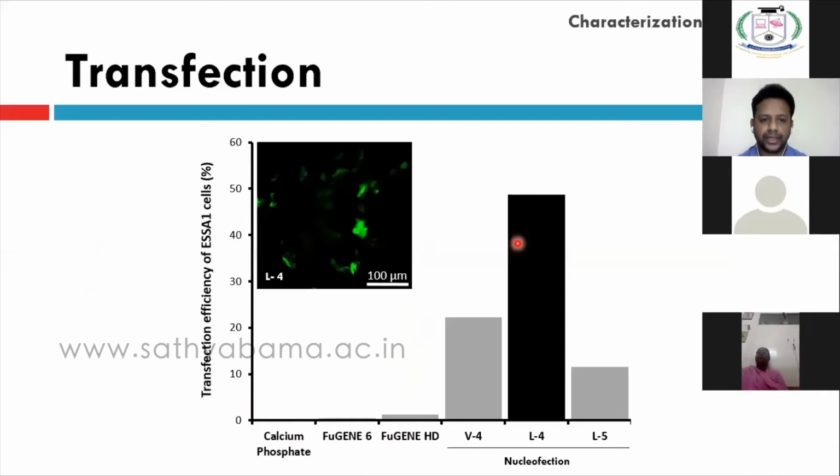Then we started doing the basic characterization, the transfectability. We used different methods: calcium phosphate, fugene, and nucleofection. The nucleofection method is like giving an electrical pulse so that the plasmid can go in easily. By using this nucleofection, we were able to transfect more than 50% of cells using the L4. It's a buffer with that equipment itself; you will get different buffers. So using the L4, we could transfect more than 50%. So it's very nice transfectability.